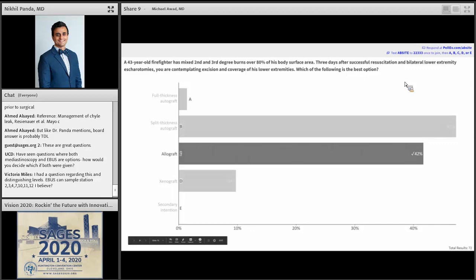So then the question is why couldn't split thickness autograft still be the right answer, just in sequence? Well, you still don't want to have all these burns open and susceptible to insensible losses and infection. You have to cover it with something. And that is why allograft is better than even sequential split thickness autografting. That was a tough question, but a very good explanation.